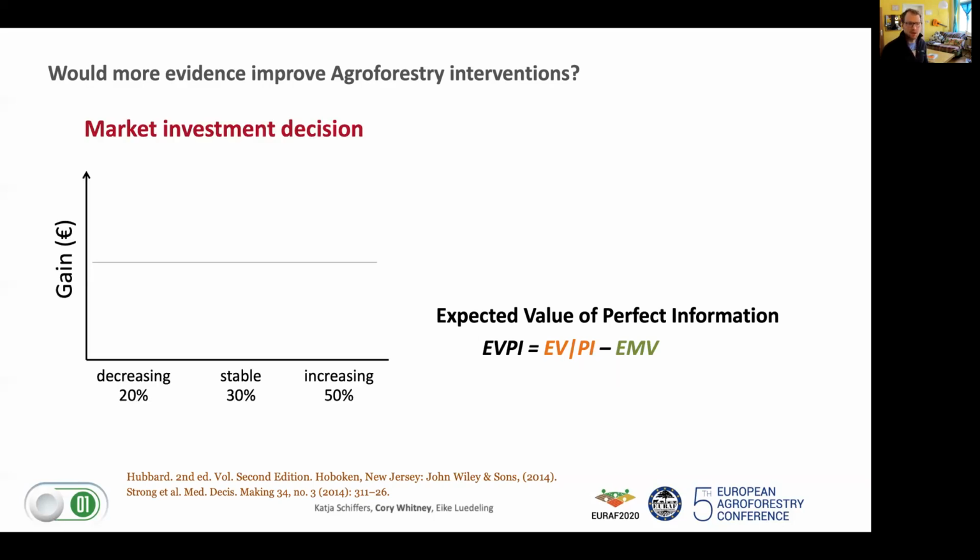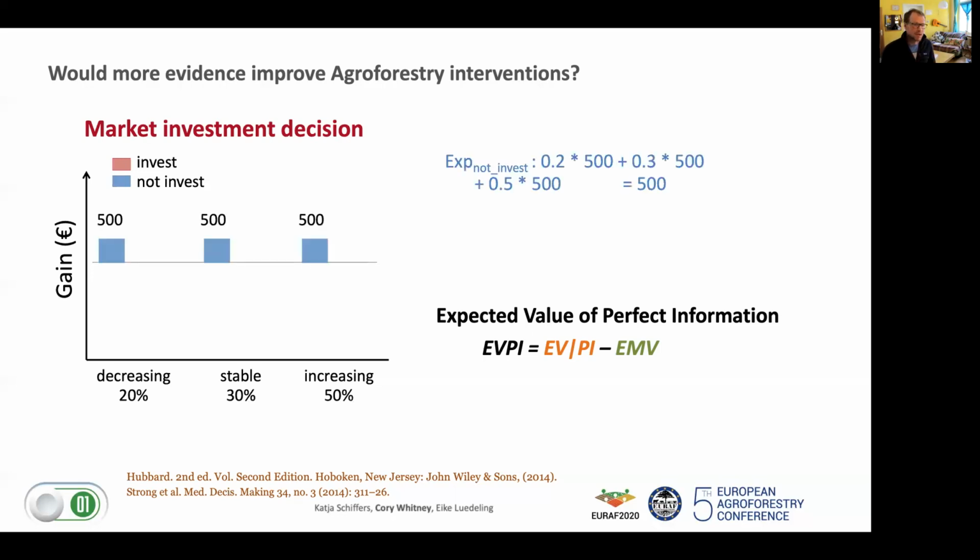We use the example of a market investment. So what is the gain of an investment option given these different possible future market states? Should we choose to invest or not to invest? Not investing, keeping the money in bonds, for example, always has a small win. Here we simulate a small win of 500.